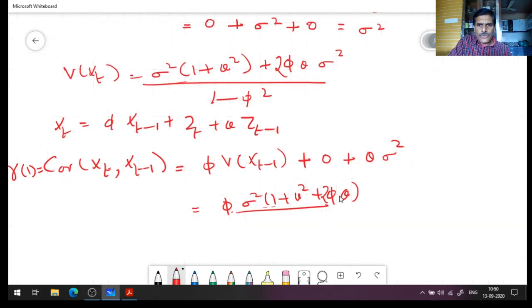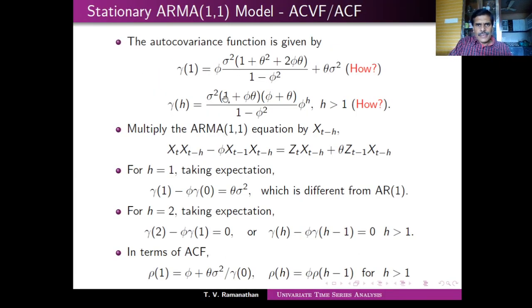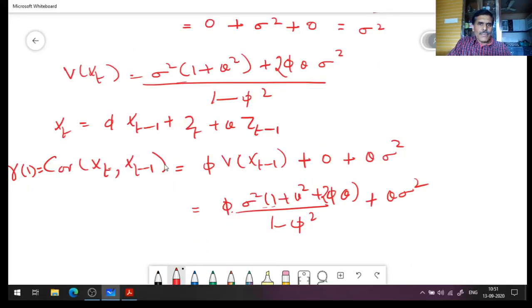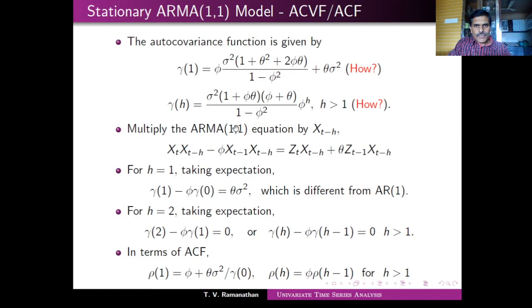Now on the same line, 2 phi theta sigma square is taken outside, and this is 1 minus phi square plus theta square sigma square. And that's what you have seen here. So this is your gamma 0. Then in general, if you now compute xt and xt minus h, you can see that it is phi to the power of h and the remaining is all the same. So you will get gamma h equal to sigma square times (1 plus theta phi)(phi plus theta) over (1 minus phi square), times phi to the power of h minus 1.